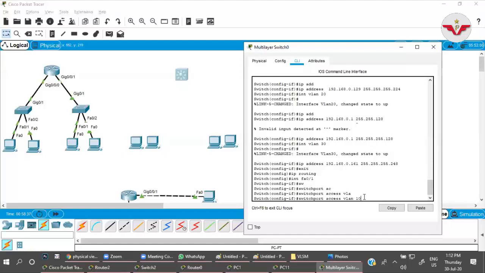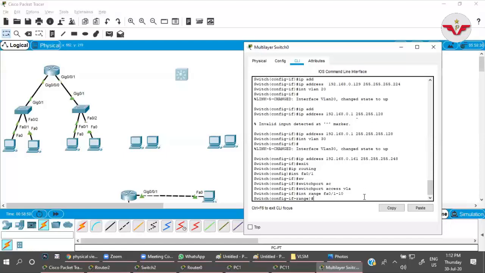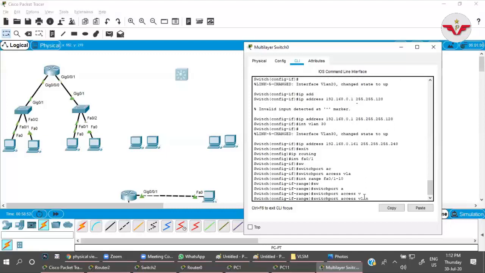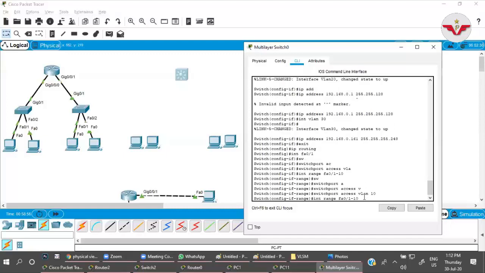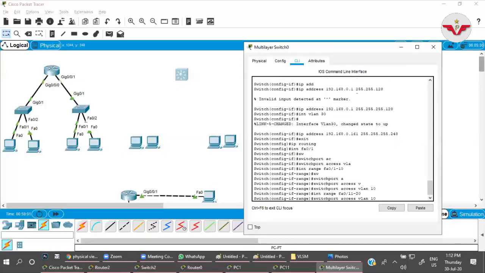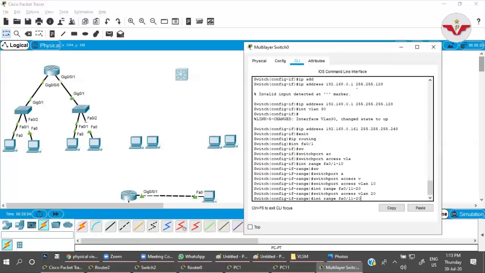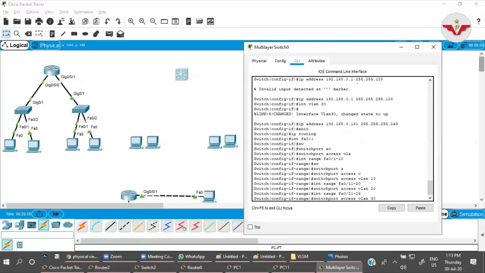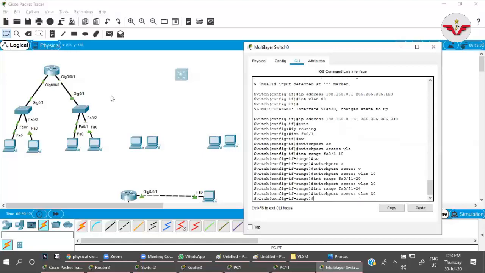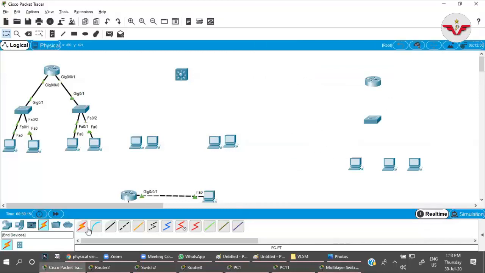You can do this one by one, or else you can give one command: int range fa0/1 to 10, switch port access VLAN 10. Done. The same, int range fa0/11 to 20, switch port access VLAN 20. The same for 21 to 24 for VLAN 30. Done. Now let me take two more PCs here.